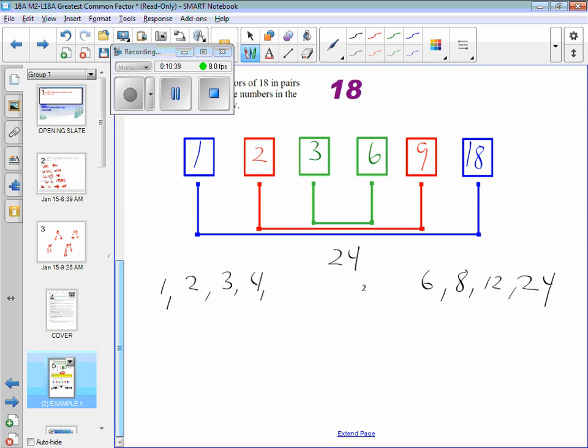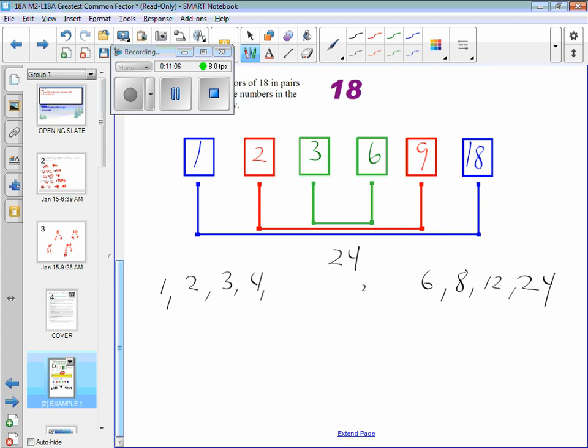See how you have space in the middle? It's okay to have space in the middle because it's easy for me to still see that you've listed all of the factors from least to greatest. 1, 2, 3, 4, 6, 8, 12, and 24. Okay? So when you do listing factors this way, it's called the pairs method. Everybody say that. Pairs method.